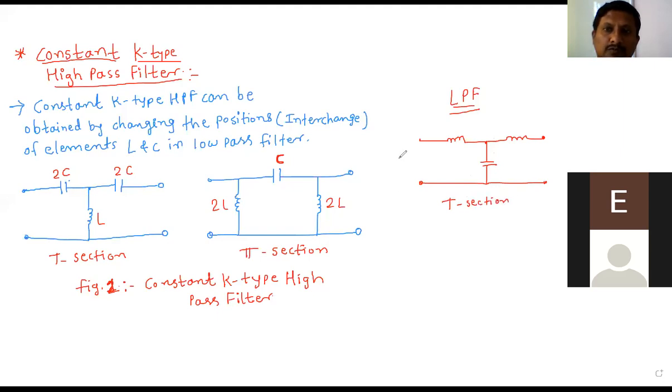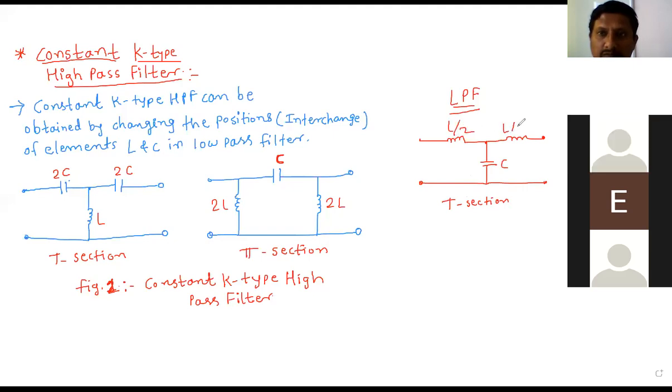Next value. If only one is there, C. If two inductors are there, what will be their value? Two inductors in series, L by 2 and L by 2. Right? So for low pass filter, inductors are in series and capacitors are in parallel, in shunt. In case of high pass filter, capacitors are in series arm, and inductors are in shunt arm. That you can remember. In this way, you can remember all the diagrams and values.